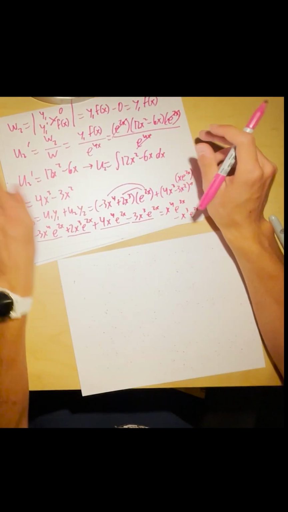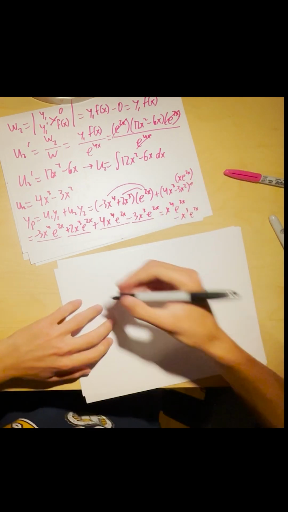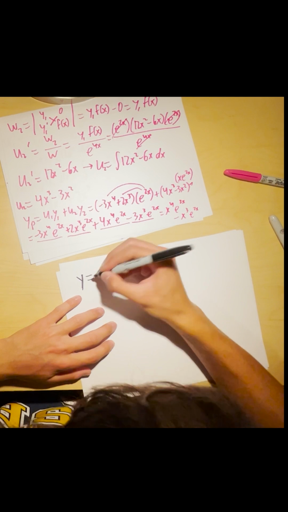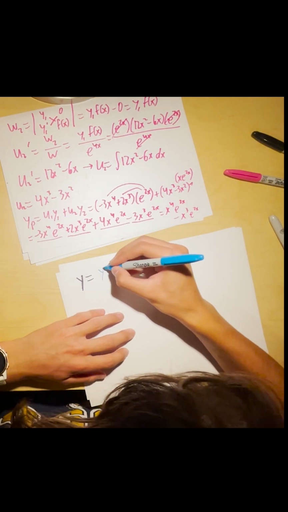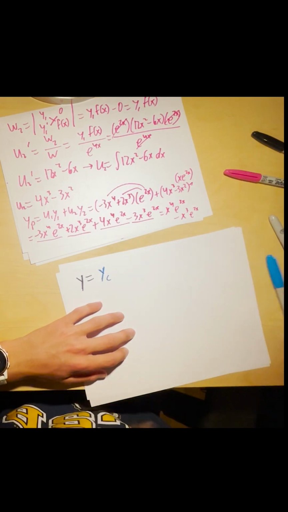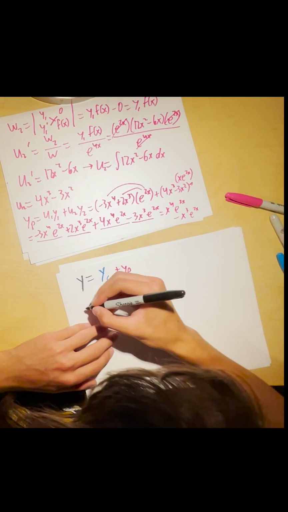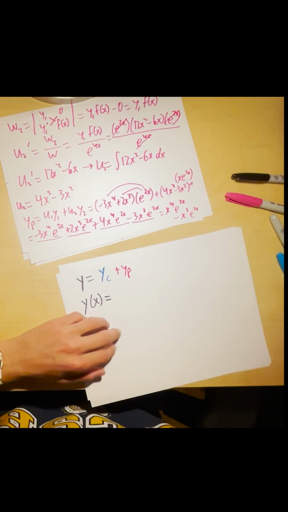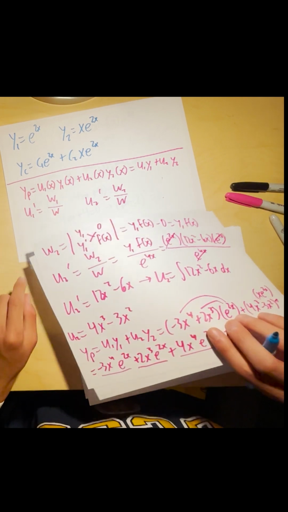Let's see. So now we can put those together and get the general solution. So we have y equals yc plus yp. And so now we'll have y of x, right? And that would be fancy. yc, remember we got back here c1 e to the 2x plus c2 x e to the 2x.